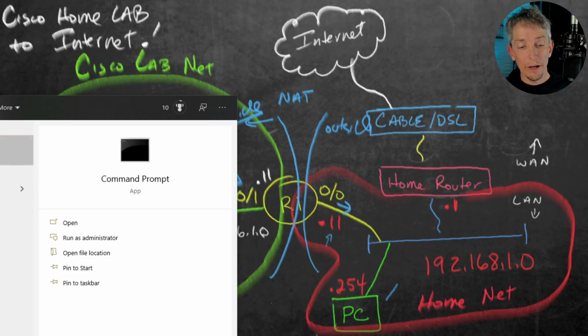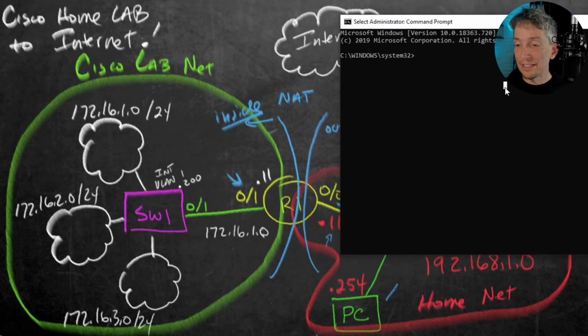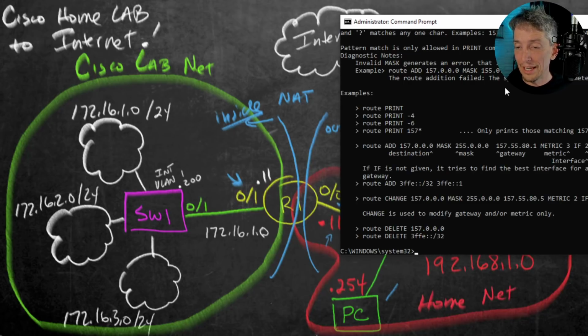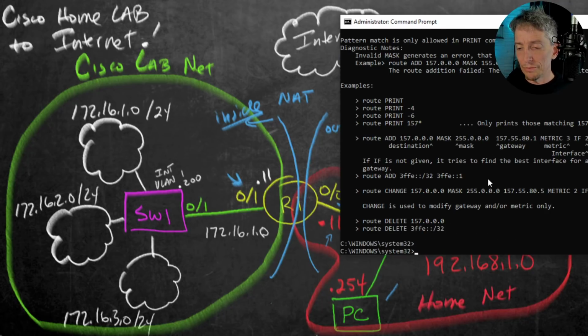So I'm just going to grab my command prompt, right click and say run as administrator, because I need this so I can actually add a static route on my local PC. So here is the syntax. Route, enter. I just want to see the syntax. Where's add? Oh, right there. Okay, so here's the syntax.